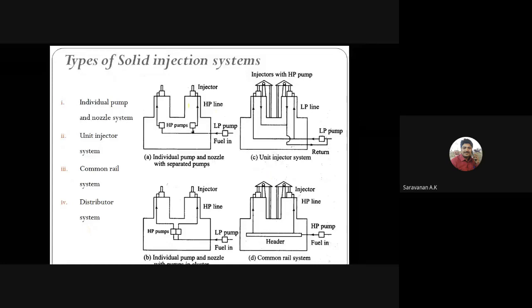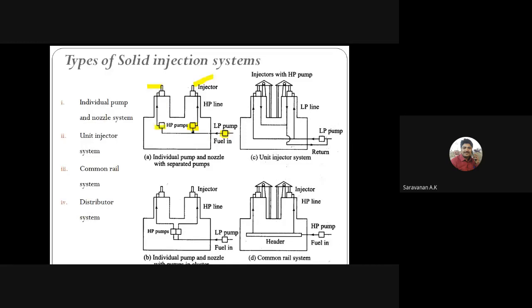Last class we saw, right? See here you have injectors, right? So different injectors, and each individual injector will have a pump, right? The plunger pump is always a low pressure pump. The plunger pump slightly increases the pressure, right? But that pressure is not enough for the injection, so we have to generate more pressure, right?